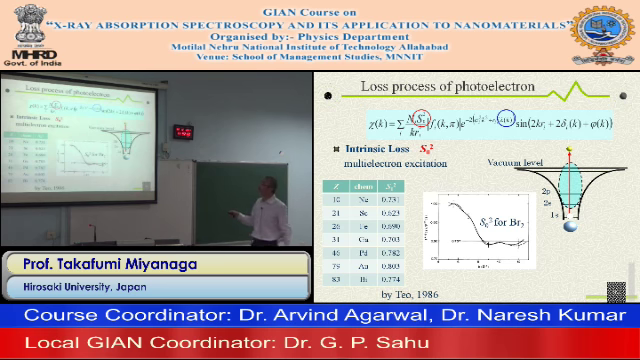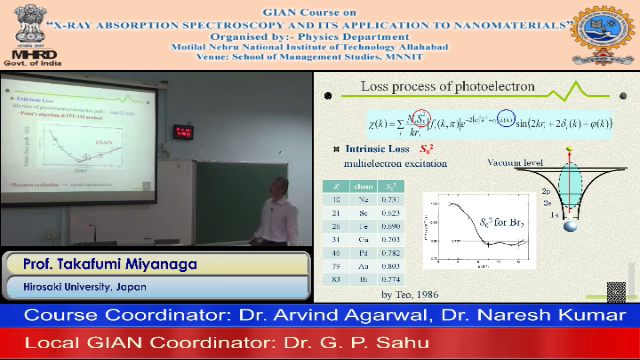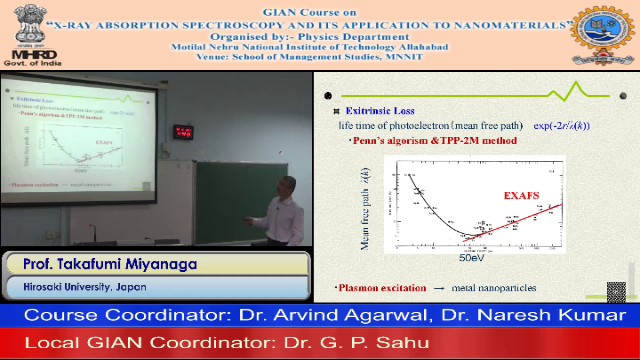The electron mean free path lambda is called the extrinsic loss, which occurs after the electron is excited from the atoms. An example of the electron extrinsic loss is related to the lifetime of the photoelectrons and the mean free path.